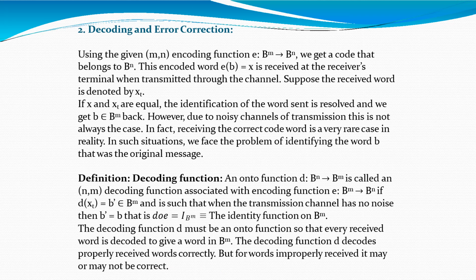Now see the second point, decoding and error detection. Using the given encoding function E from Bm to Bn, we get a code word that belongs to Bn. This encoded word E of b equal to x is received at the receiver's terminal when transmitted through the channel. Suppose the received word is denoted by xt. If x and xt are equal, the identification of the word sent is resolved and we get b belonging to Bm back.